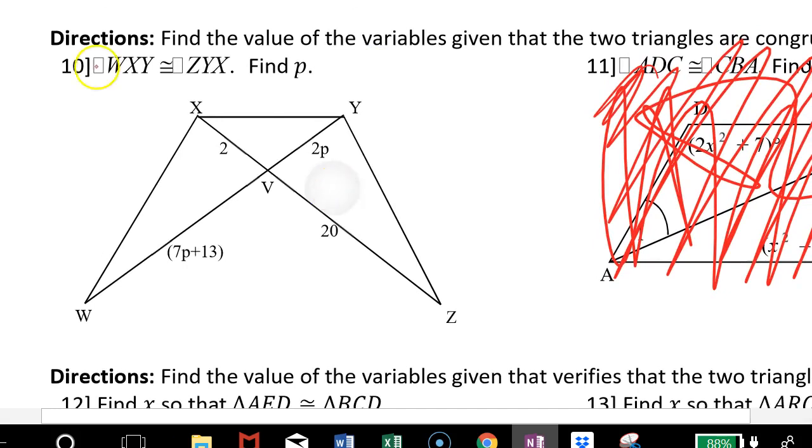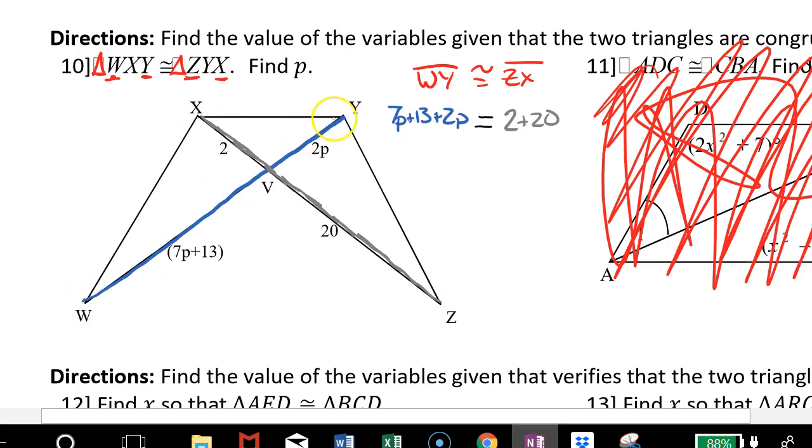Now here I'm telling you that the two triangles are congruent. Triangle WXY is congruent to triangle ZYX. So we can go ahead and pull some information out of the triangle, the first being that WY is in fact congruent to ZX. I chose those because that actually has the variable P on it. Let's go ahead and set up the equation from that.